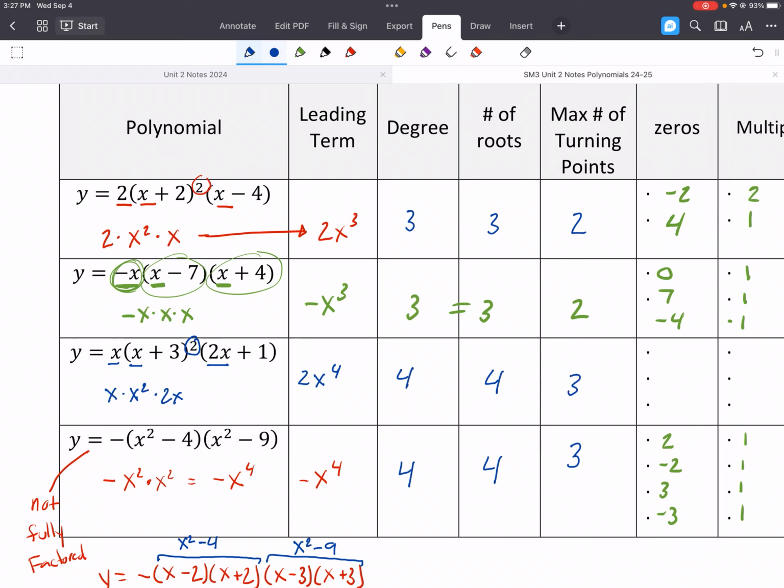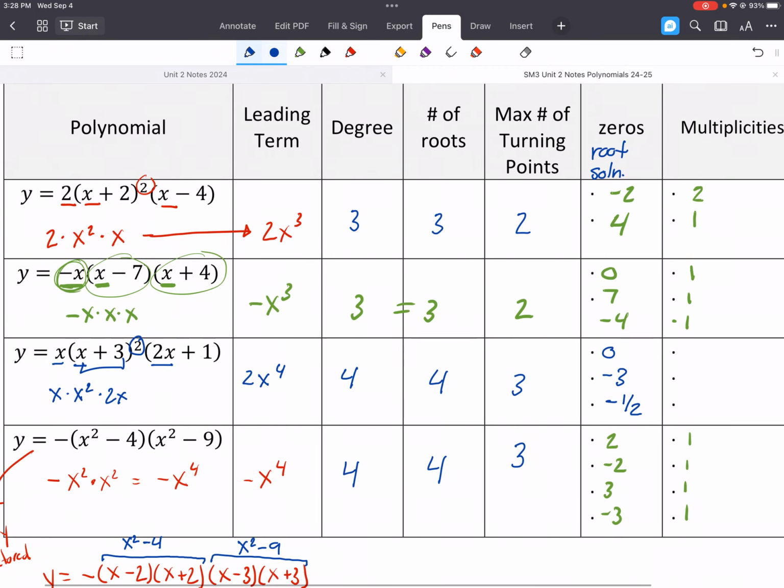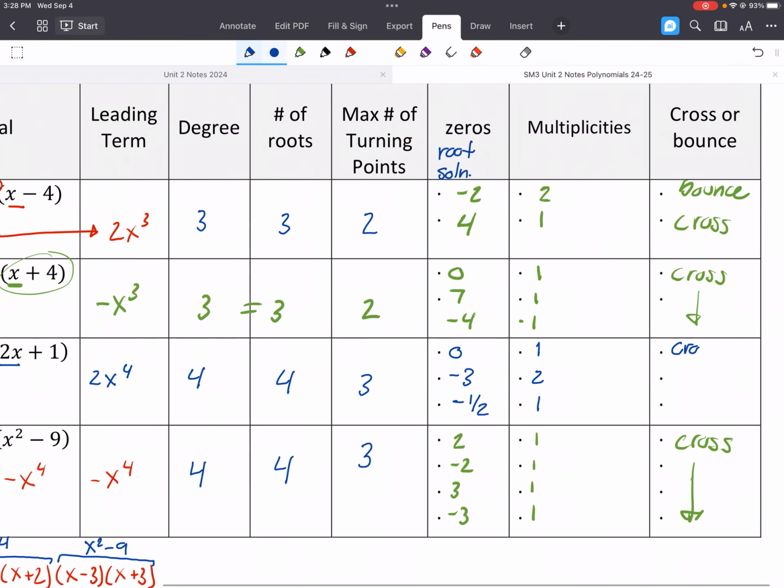And then let's write down these zeros. Again, zeros are the same as your roots or solutions. And for these cases, they're also where your x-intercepts are. So we'd have one at 0, because if we set this to 0, we would be equal to 0. We set this equal to 0, we'd get negative 3. Set this equal to 0, and you solve, we get negative 1/2. Multiplicities, we get 1, 2, and then 1. And then it's going to cross, bounce, cross.